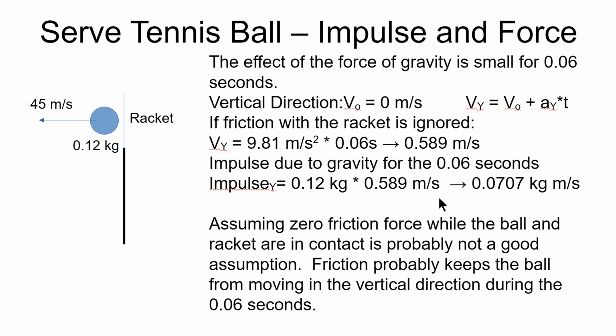Also, most likely the ball is not dropping towards the earth during the time of collision, the 0.06 seconds. There's going to be notable friction between the racket and the ball, and most likely the racket is basically going to keep the ball in place in the vertical sense. The ball is not going to be dropping towards the earth. Friction is going to keep the ball in place on the racket. So just a horizontal problem, not worrying about the vertical numbers.